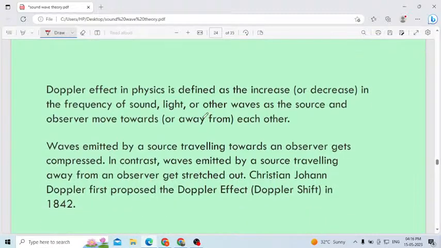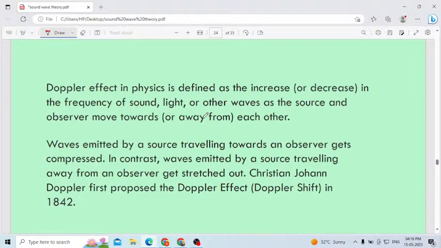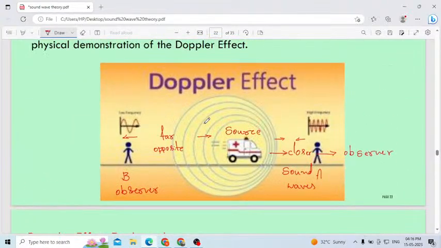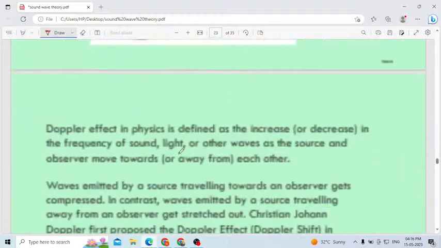Easy one. The Doppler effect in physics is defined as the increase or decrease in the frequency of sound, light, or other waves as the source and observer move towards or away from each other. When they approach each other, frequency, sound, pitch, everything increases. When they are moving far from each other, frequency, amplitude, and intensity of sound all decrease. That is nothing but the Doppler effect.